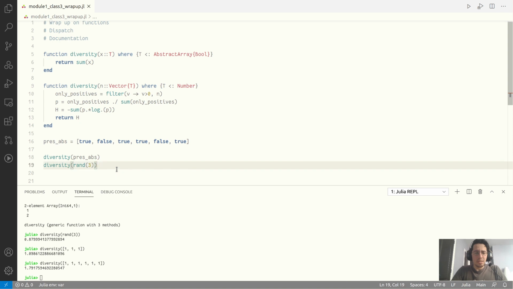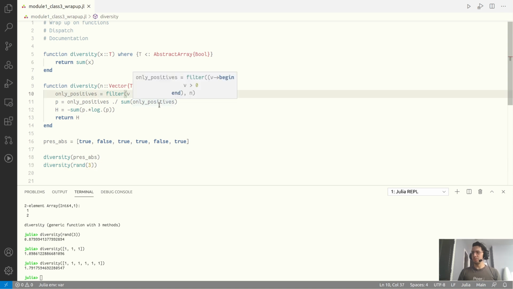Let's think about things that we can improve here. There are a couple of different things that we can do. The first thing is that on line number 10, we are using 0. I say, give me something that is larger than 0.